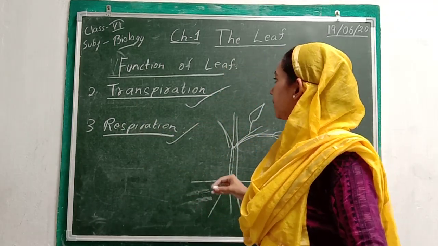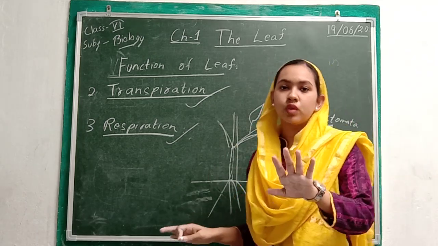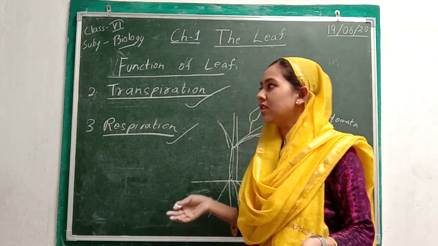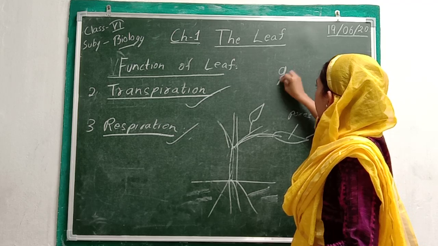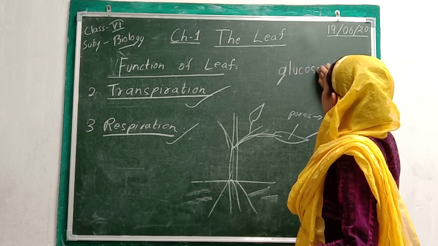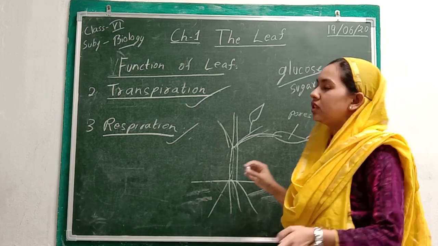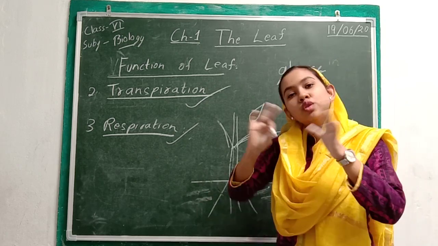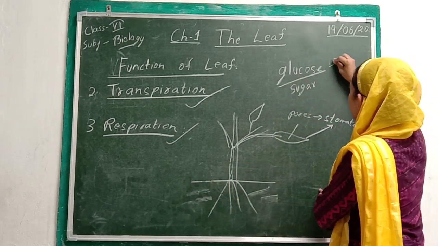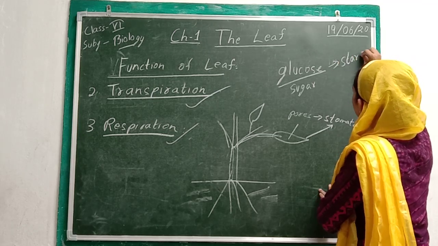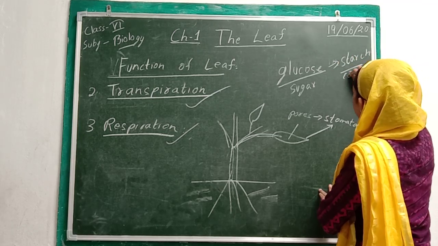And there is one more thing: the food which the plant makes by the process of photosynthesis is in the form of glucose. This is a simple type of sugar, okay? And when the plant makes excess glucose, it stores some of it in the form of starch. Starch is also a type of sugar, but it is a complex type of sugar.